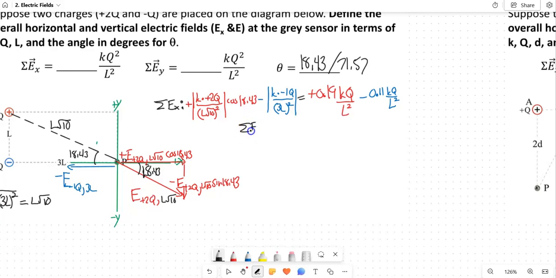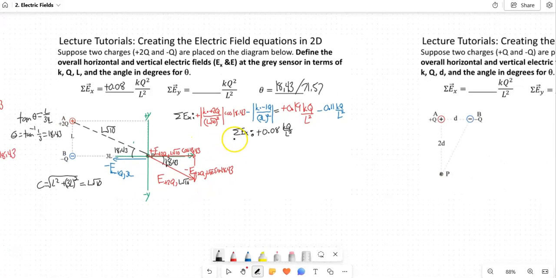So summing the electric field in the x direction, that is going to end up being positive 0.08 kq over L squared, right? So positive 0.08. Okay.